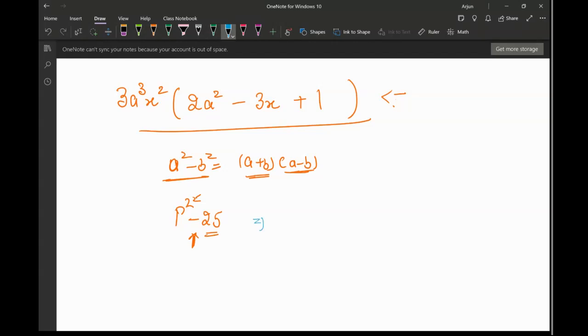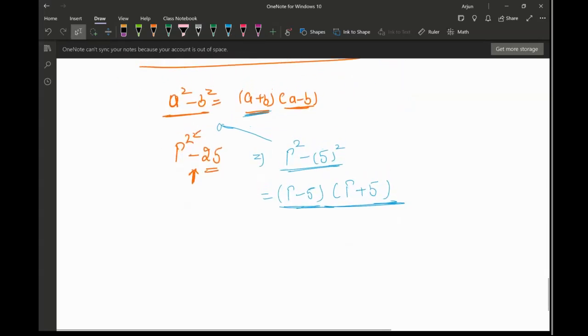So now I can write this one as r square minus 5 square, and this is going to give me r minus 5 and r plus 5. That will be my final answer because I converted into difference of squares, which is a minus b, a plus b.